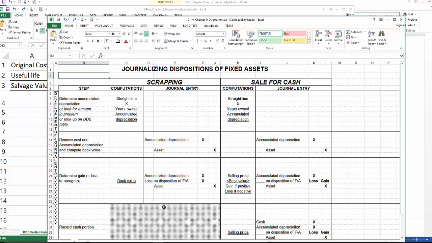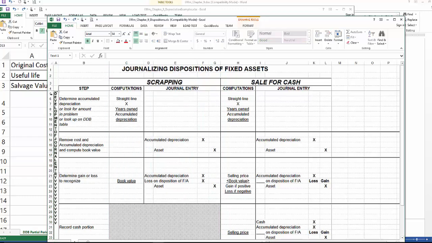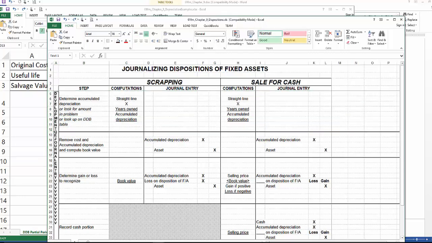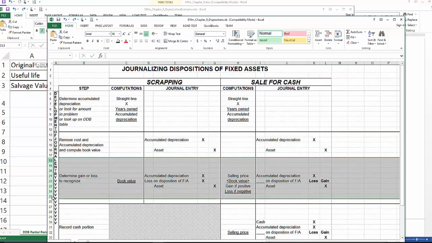In this one, you look at the possibility of scrapping the plant asset, and you have to go through the steps of figuring out how much your accumulated depreciation is, getting rid of the accumulated depreciation as well as the asset's cost. And at that same time, you can figure out what is my book value. And then in the case of a scrapping, you just take the book value and debit an account called loss on disposition of fixed asset or plant assets.